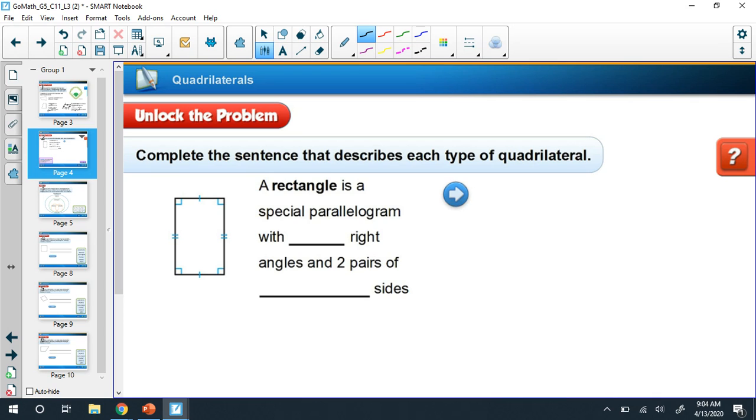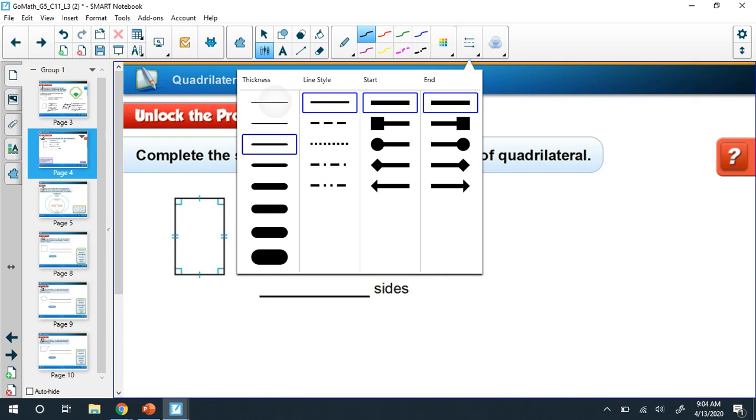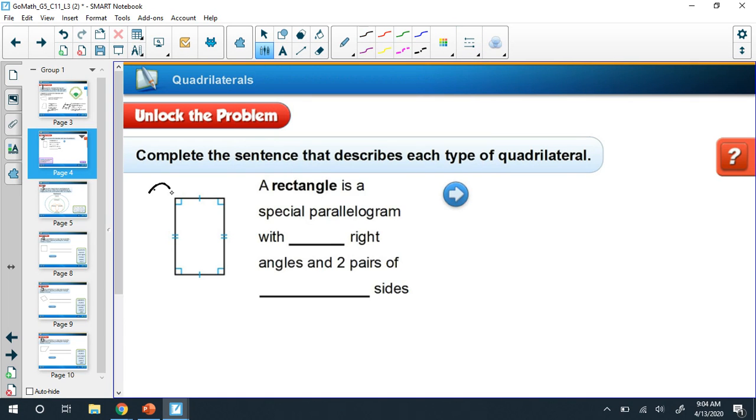In addition, a rectangle has, and I'm going to change my pen so it's a little bit skinnier, right? Our rectangles have 90-degree corners, and all 4 of these corners are going to be 90-degree corners or right angles. So a rectangle is a special parallelogram with 4 right angles and 2 pairs of congruent and also parallel sides.